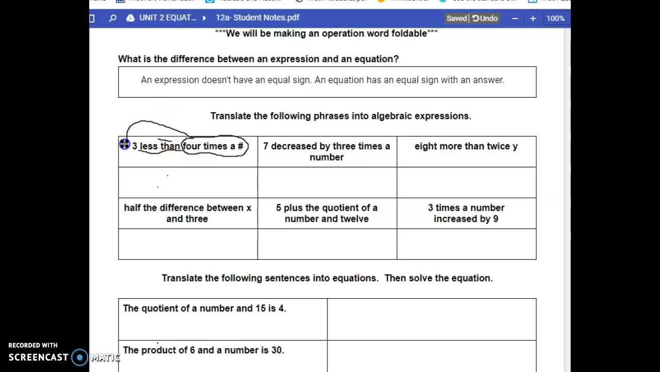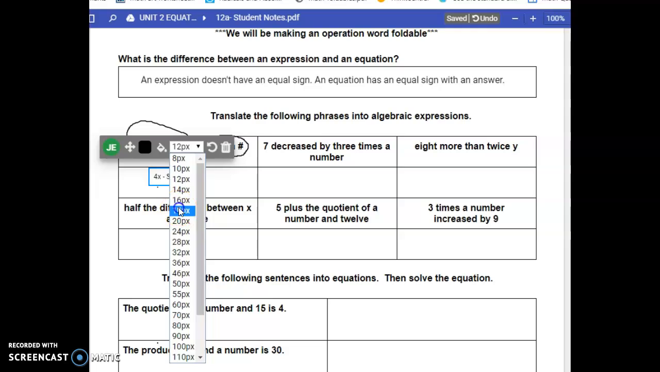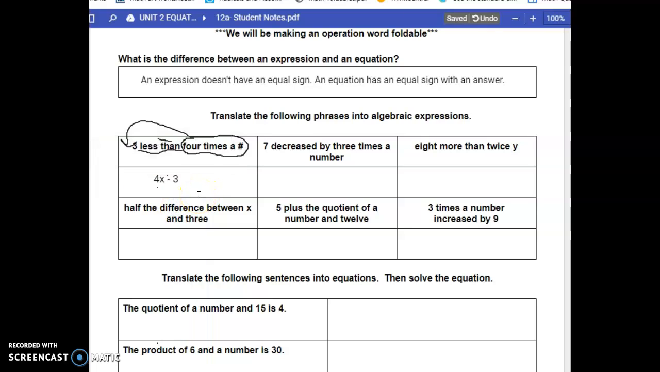When it says a number, we get to choose the variable we want to use. Because remember, a variable represents an unknown number. So here, I'm going to say 4x minus 3. This shows 4 times x minus 3, or 4x minus 3, so 3 less than 4 times a number. So that's the only tricky one, less than, fewer than, anything with subtraction, the order matters.